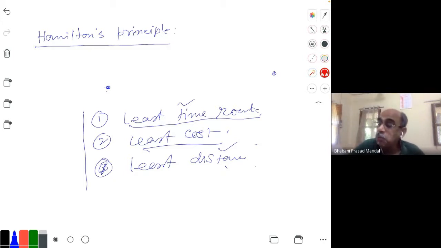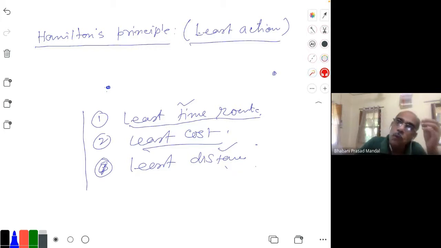Now Hamilton's principle is like that. It is the principle of least action. What action is will come later. So right now, Hamilton's principle is a principle of least action. Something has to be minimum, some criterion. Say you want to go from your hostel to the department: you can go by the shortest path, or you can go by the shortest time.